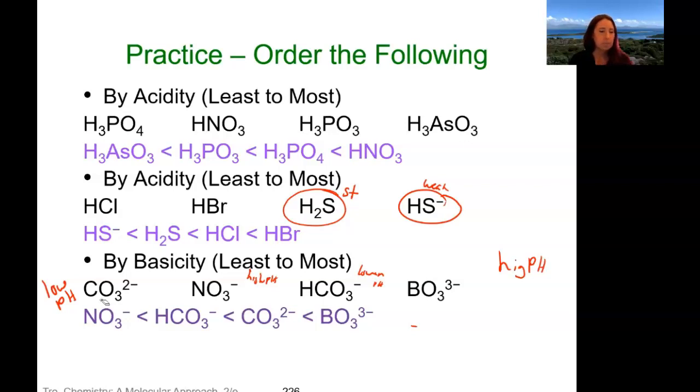And so acid strength takes a lot of little pieces to understand and be able to put these together. So we're going to keep talking about this to try and make it easier and easier for us.